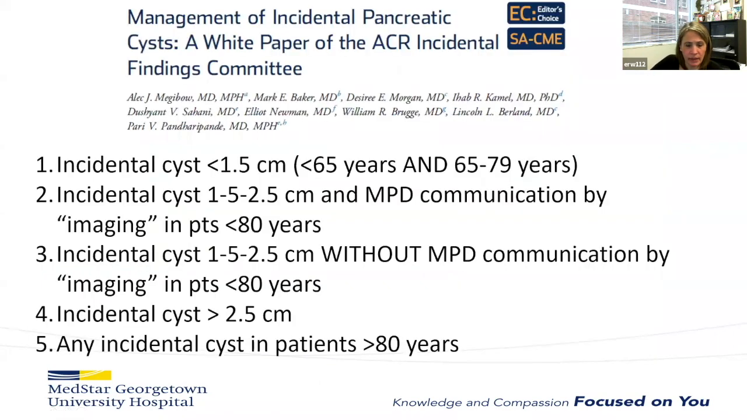And then this is the radiology group, the incidental pancreas cyst white paper. And their approach is complicated, which is why I just wanted to summarize it for you here. They have 5 separate algorithms. They take any incidental cyst in patients greater than 80 and make that one category. They have any incidental cyst in patients less than 80, that is more than 2.5 centimeters. Then they take cysts that are less than a centimeter for patients in these 2 groups, less than 80, and then incidental cysts between 1.5 and 2.5, and then with and without main duct communication algorithm.